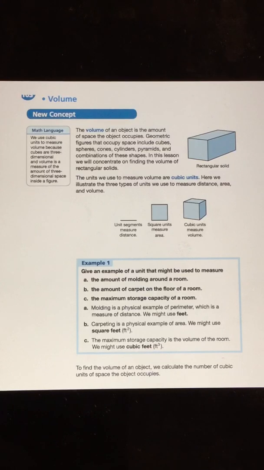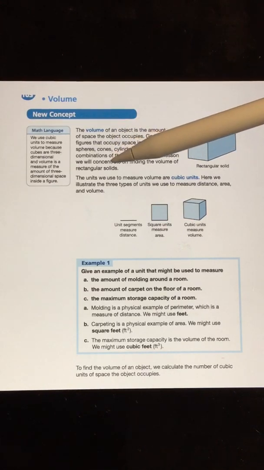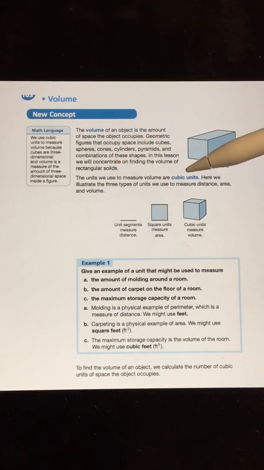All right, so we are talking about volume today. The volume of an object is the amount of space the object occupies. Geometric figures that occupy space include cubes, spheres, cones, cylinders, pyramids, and any combination of these shapes. The units we use to measure volume are cubic units.